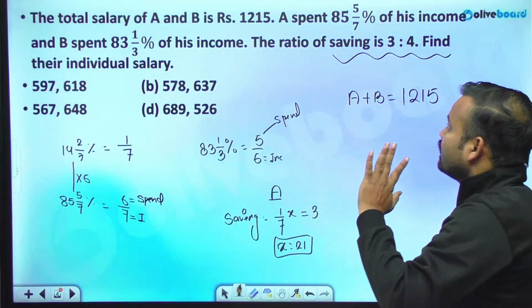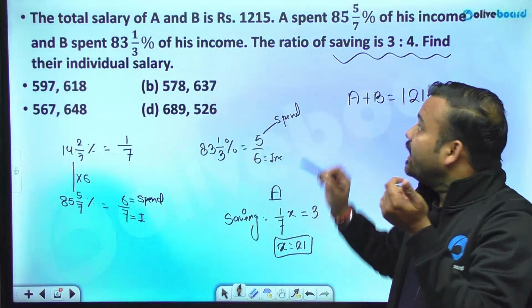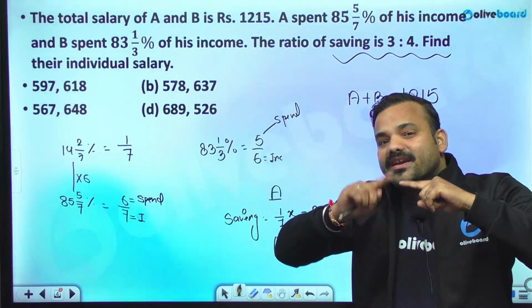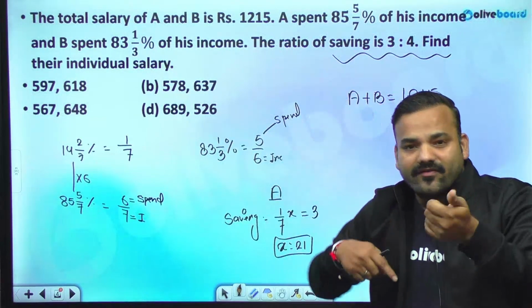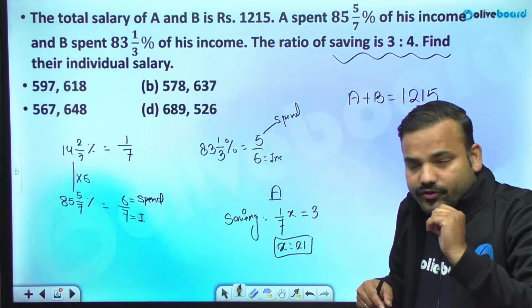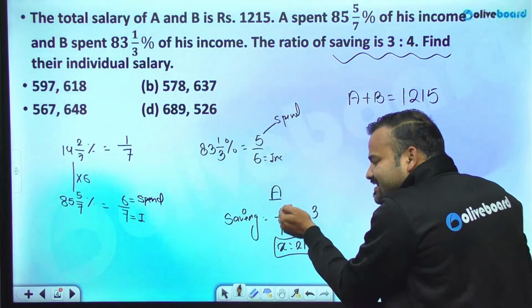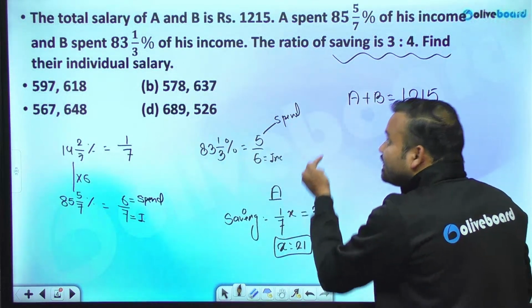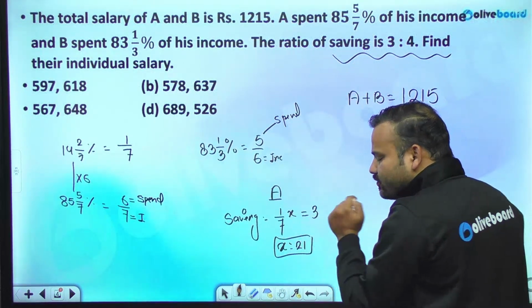Again, orally we will be doing it. 85 5 by 7% is how much? 6 by 7. So out of 7, if somebody is spending rupees 6, that means he is saving 1 by 7. So 1 by 7 of his income, let's consider the income of A is X. So 1 by 7 of X is representing 3 units. So X will be equal to 21.